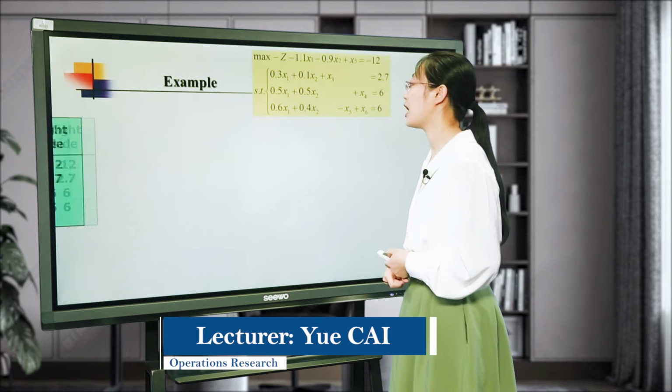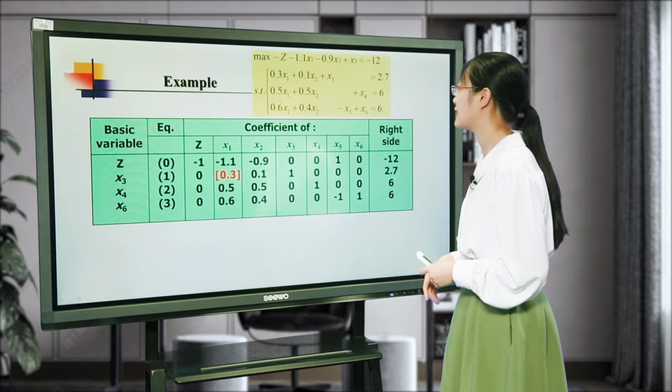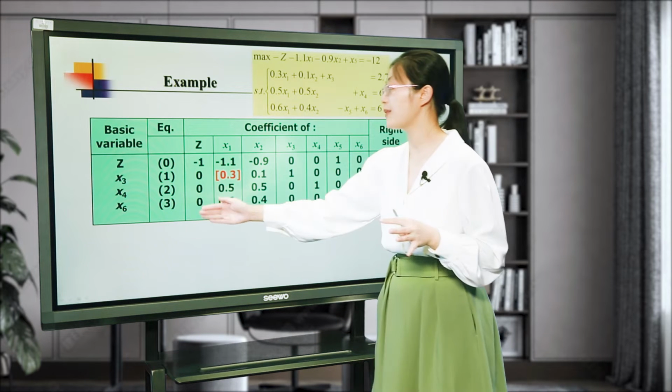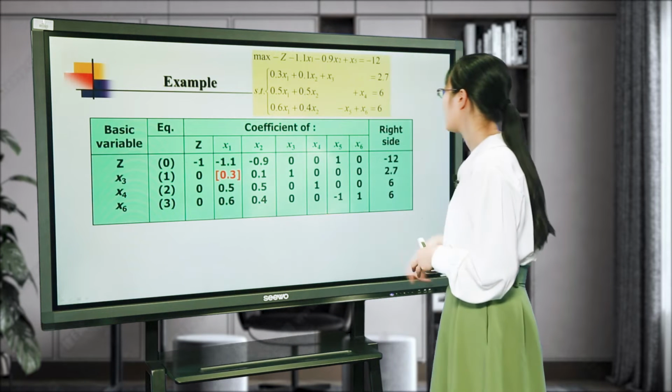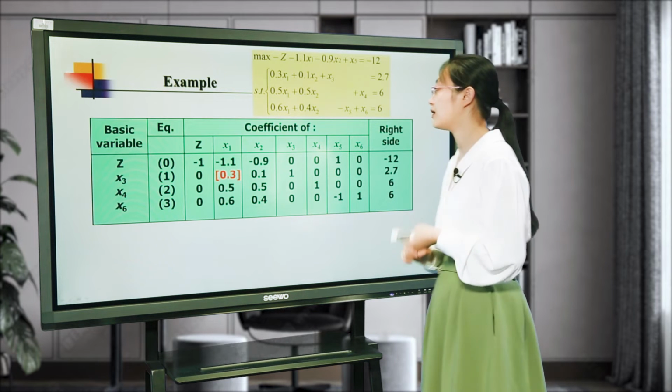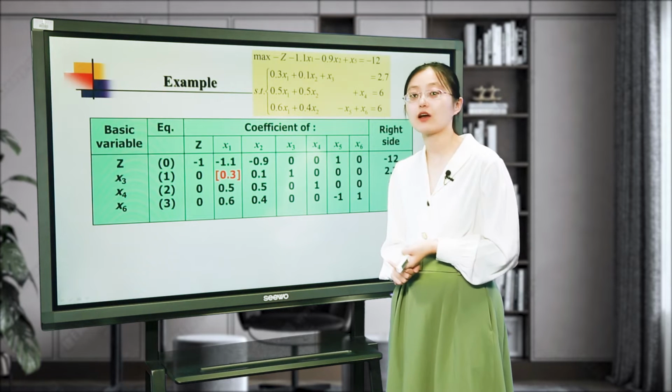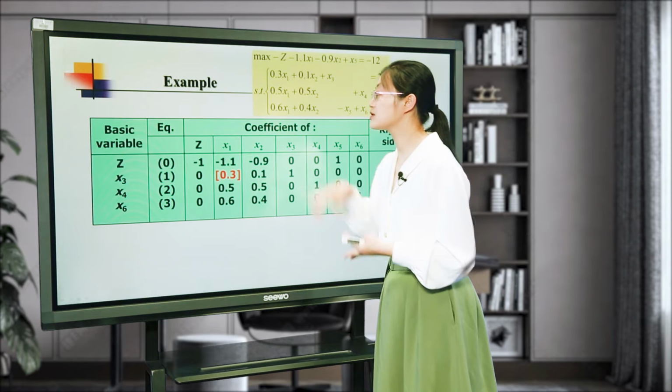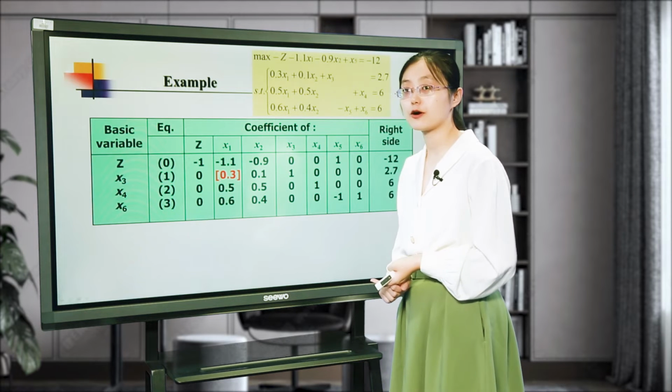And then build up the simplex tableau by finding all the coefficients, all the basic variables, all the non-basic variables, and then all the right-hand sides. And then with this tableau, again, we just apply the optimality test. Equation 0 contains negative coefficients.